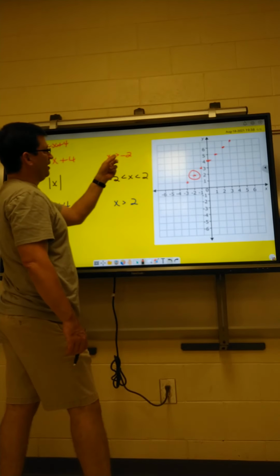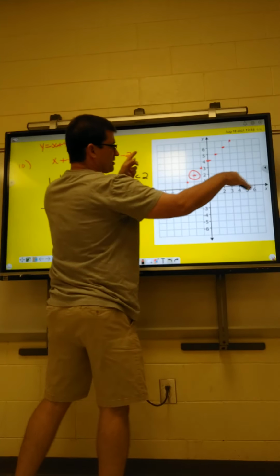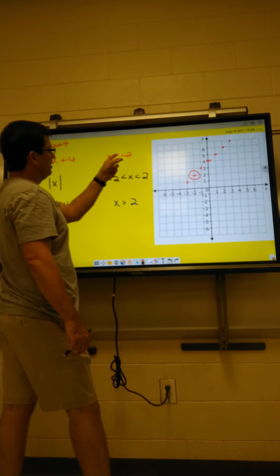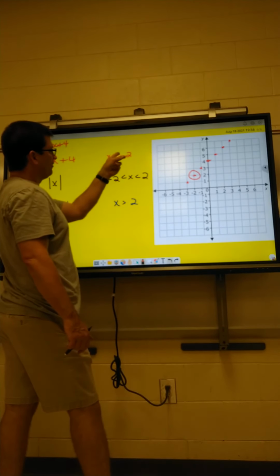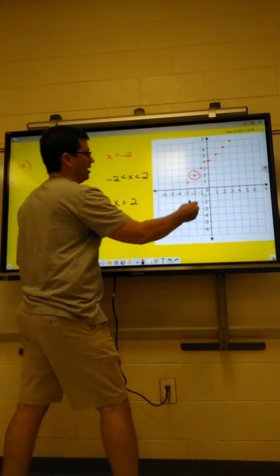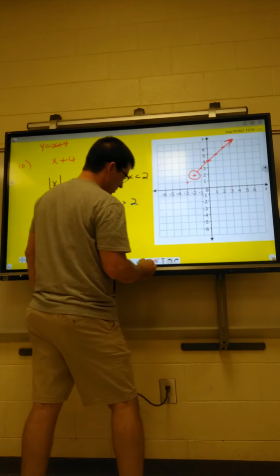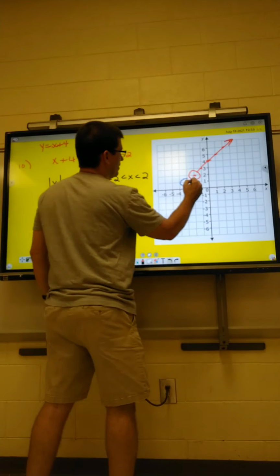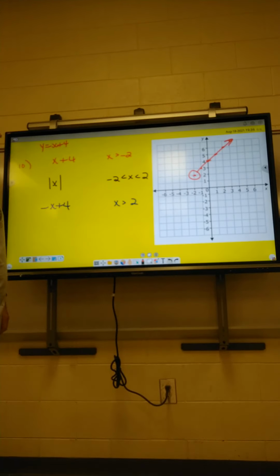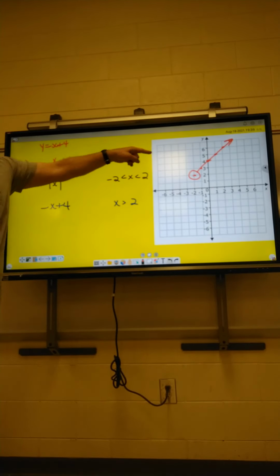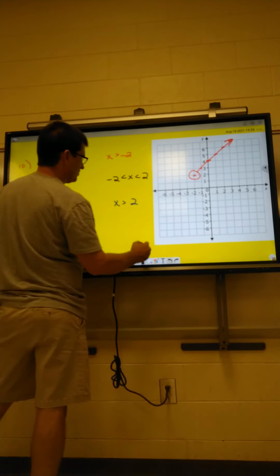Now it says greater than. The numbers greater than are on that side, or think of it this way. The arrow on the inequality, the point, points that way. That is the side you keep. Erase the other side. That's your red inequality. That's how you graph it. Let's do the next one.